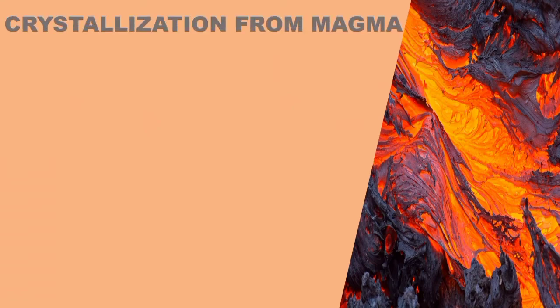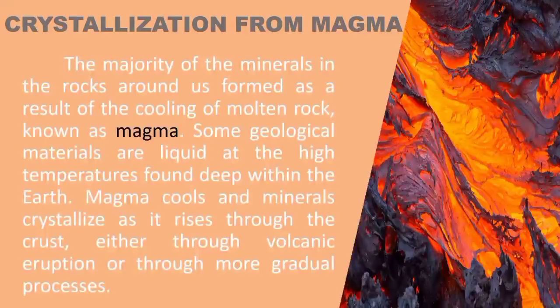Minerals can be formed in several ways. First, crystallization from magma. The majority of the minerals in the rock around us form as a result of the cooling of molten rock, known as magma. Some geological materials are liquid at the high temperatures found deep within the Earth. Magma cools and minerals crystallize as it rises through the crust, either through volcanic eruption or through more gradual processes.